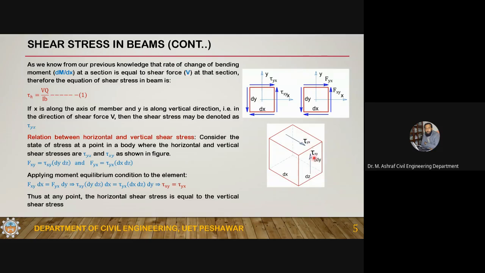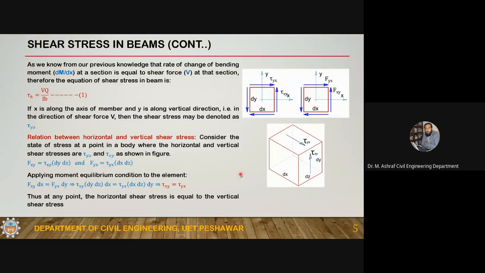Tau yx is equal to tau xy. So this is the stress element, and these are the forces. If you multiply the stress with the area, fxy is equal to tau xy into dy dz, because tau xy is acting on dy and dz.